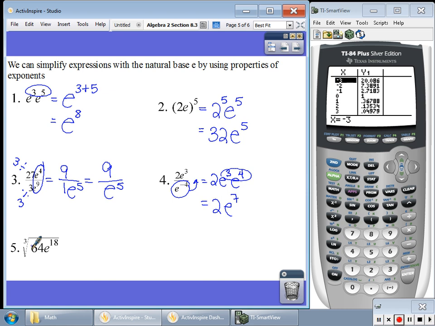Down here we have the cube root of 64e to the 18th. Remember that whatever your exponents in here, they need to match your index. And so we're going to rewrite this as the cube root of 64, which is really 4 raised to the 3rd power. And then e to the 18th, we need to change that to be e to the 6th raised to the 3rd power. And so then I know the cube root of 4 to the 3rd is 4. The cube root of e to the 6th to the 3rd is just e to the 6th.